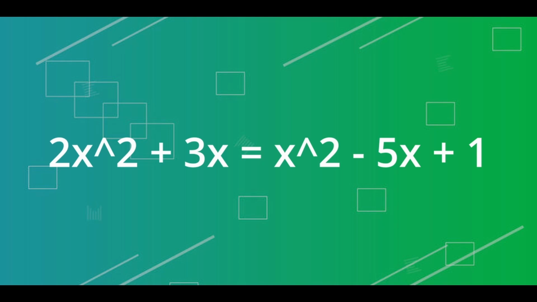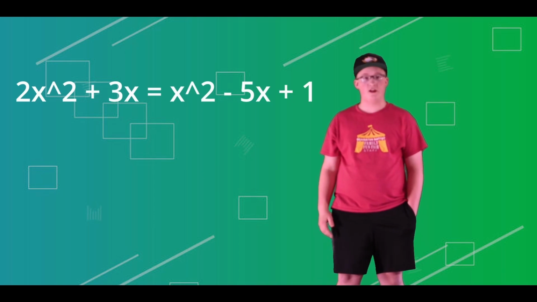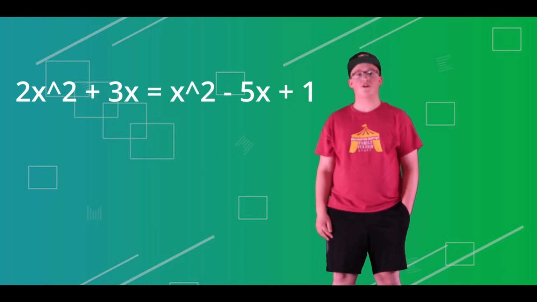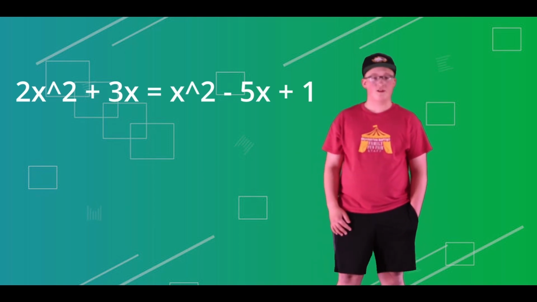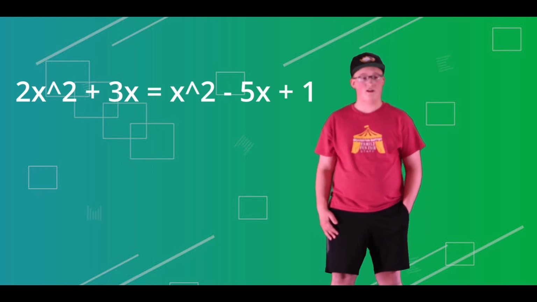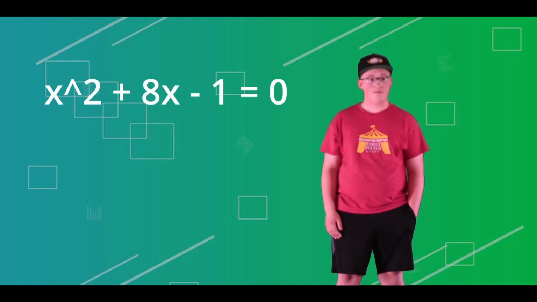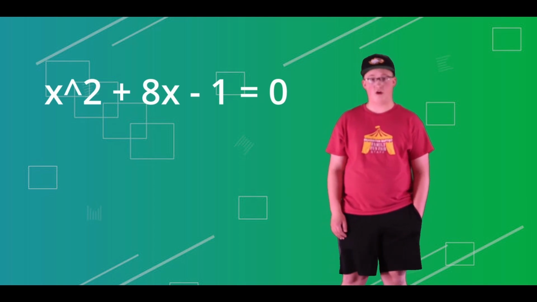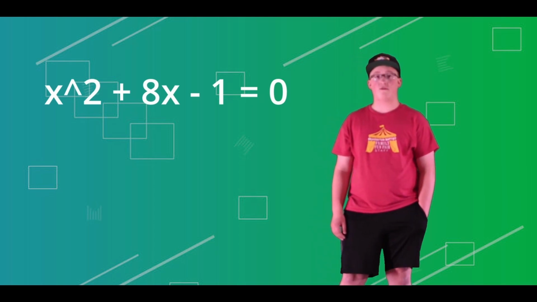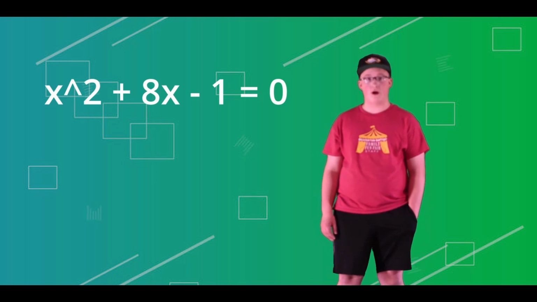This here is the problem that we need to answer to get into the computer. Now, we need to first put it in the format we talked about earlier. We need to move everything to one side. It comes out to this: x squared plus 8x minus 1 equals 0. Then we can put everything into the quadratic equation.